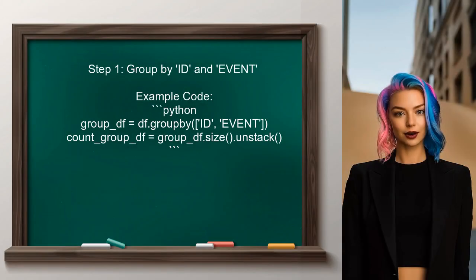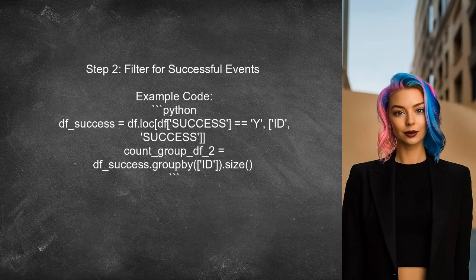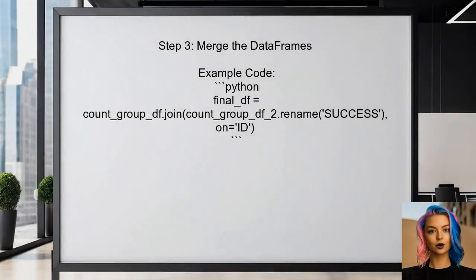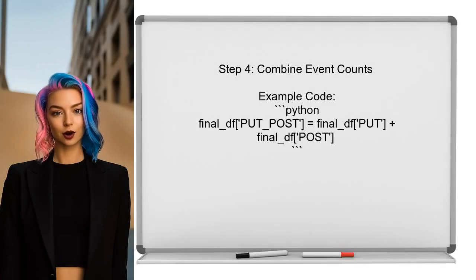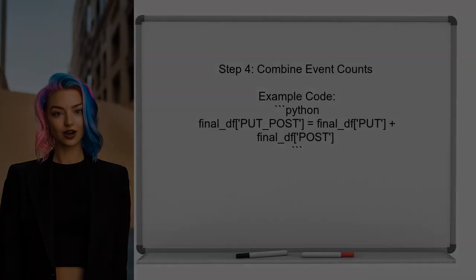tasks much easier. To begin solving this problem, the user should first group the data by ID and event. This will help in counting the occurrences of each event type for each ID. Next, the user needs to filter the data frame to count only the successful events. This can be done by selecting rows where success is equal to Y. Now the user should merge the two group data frames. This will combine the event counts with the success counts based on the ID. Finally, the user can combine the counts of specific events, such as put and post, into a single column. This can be achieved by summing these columns.